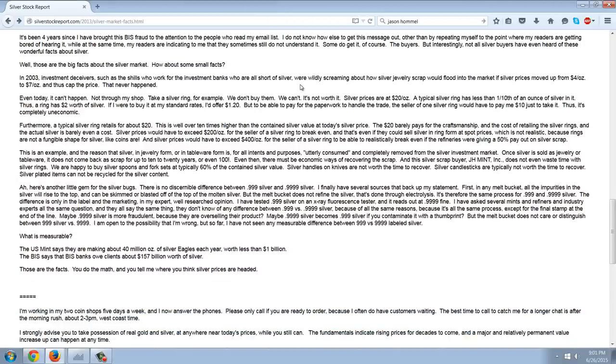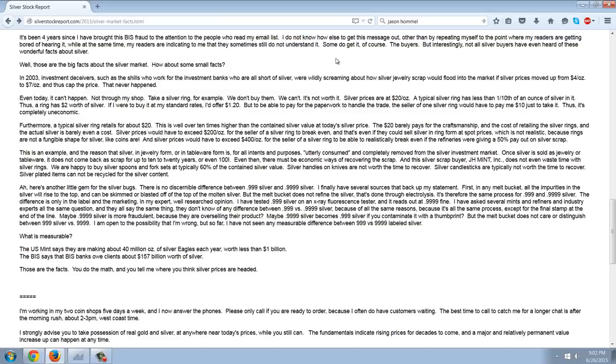How about some small facts? In 2003, investment deceivers such as the shills who work for the investment banks who are all short silver were wildly screaming about how silver jewelry scrap would flood into the market if silver prices moved up from $4 to $7 an ounce and thus cap the price. That never happened. Even today it can't happen.